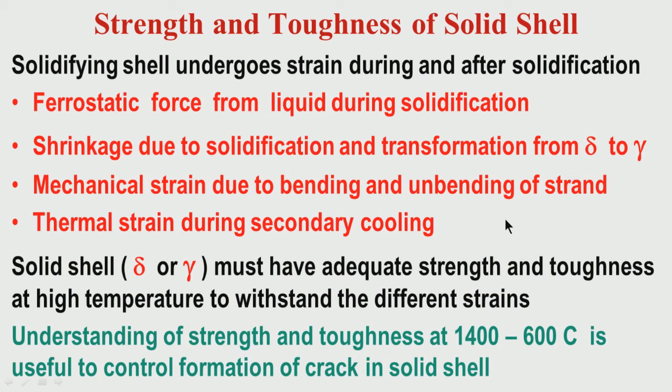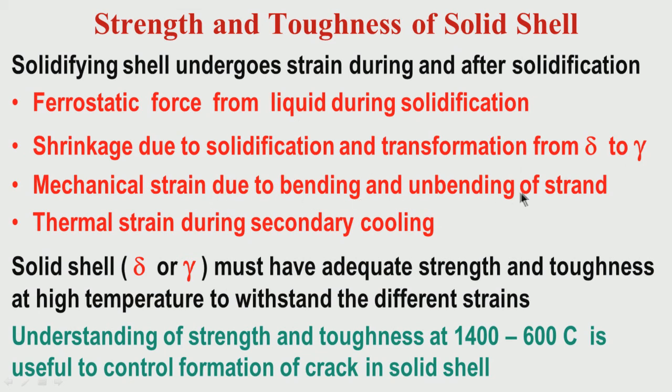For example, ferrostatic force is valid only till solidification. After solidification, it is no longer there. Then solidification shrinkage is valid only during solidification. After solidification, there is no solidification shrinkage. The transformation from delta to gamma, it depends. This shrinkage from delta to gamma will be effective depending on when it is taking place, whether during solidification or after solidification. That is very important.